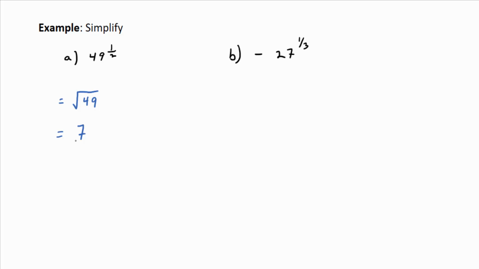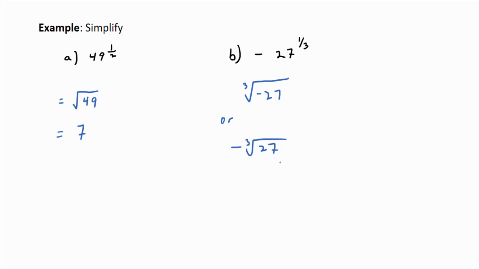Now here's one in part B. What do you suppose we mean by this notation, the negative 27 to the 1/3? I'm going to write down two notations. You tell me which one's correct. Do we mean the cubed root of negative 27, or do we mean the opposite of the cubed root of 27? What's that? Good. The second one.